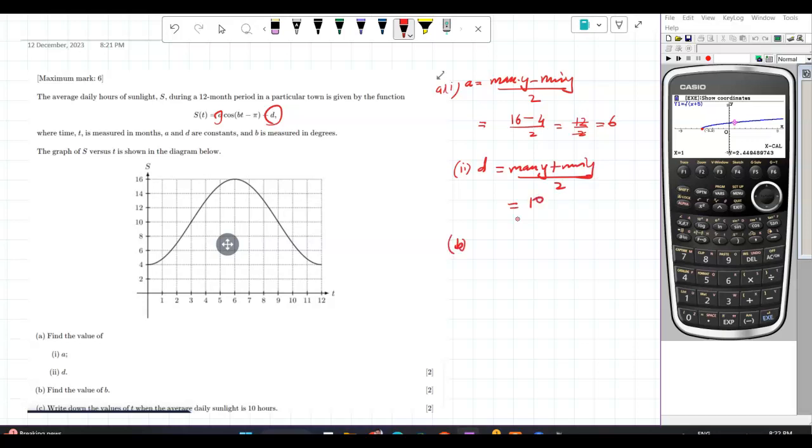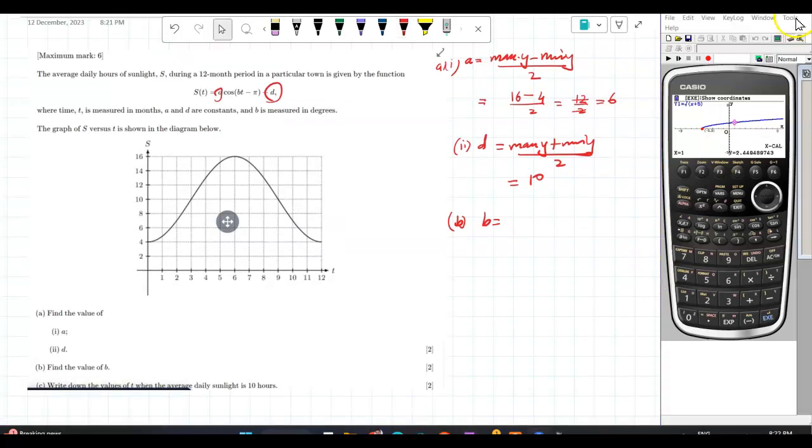B is equal to... You can't put it in the calculator. Pi is your radian, so it's 2 pi divided by period. What is 1 period? You see from the graph. 12. So in this case it's 12.